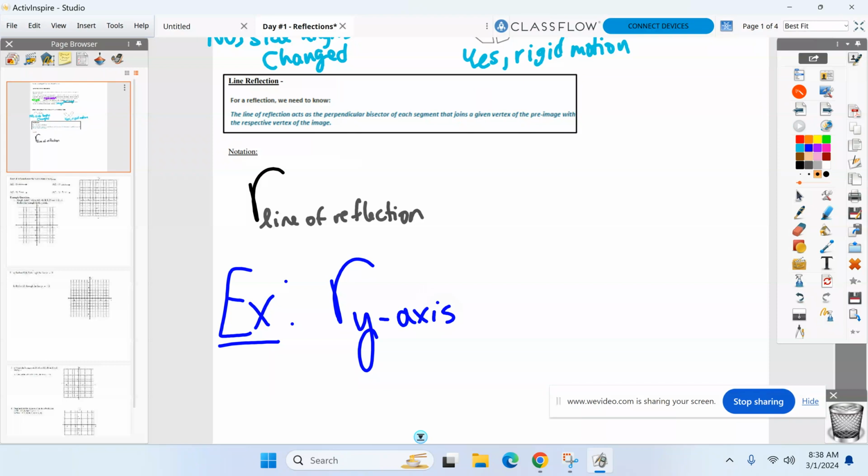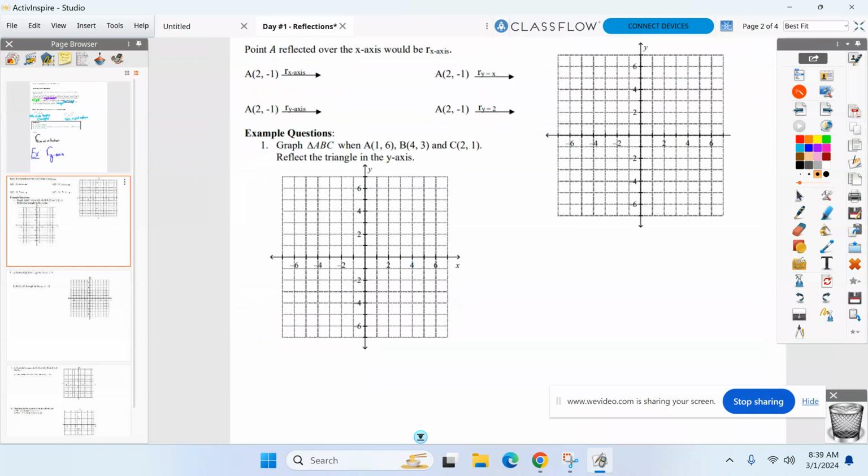That's how it's going to be written for you. So you have 2 pieces. You have the lowercase r, which says, hey, it's a reflection. And then the subscript's going to tell you what line we're going to reflect the point, the figure, over. All right, so reflection, and what line we're going to reflect it over. All right, let's start actually reflecting. I'm going to take this in slow, probably slower than some of you need.